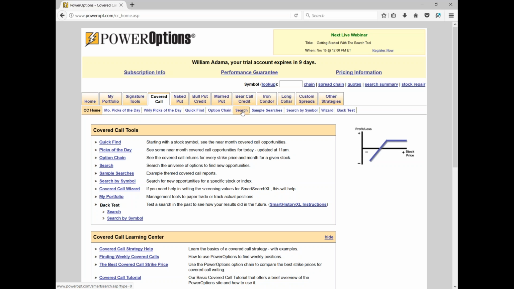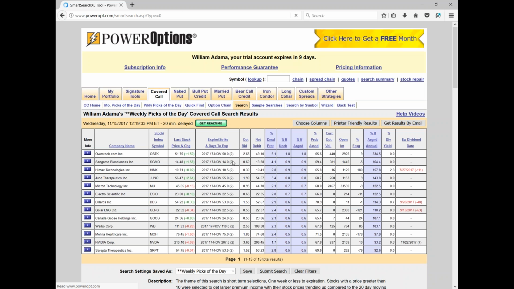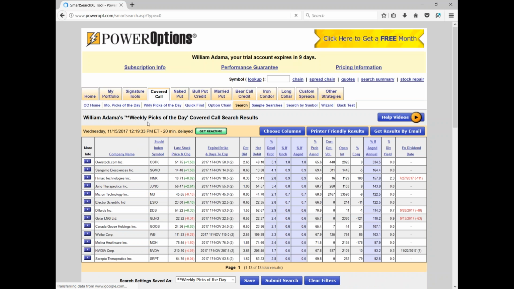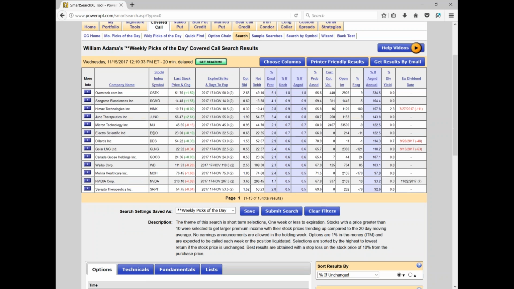But when we go into the search for any strategy, either navigating it with the sub-tabs or clicking on the link in the Tools pod here on the main homepage for the strategy, we're going to see a list of trades. And again, these are not direct recommendations or suggestions that come up on the screen. These are the results of one of our default searches, or if you've already saved the search, the one that you last used.